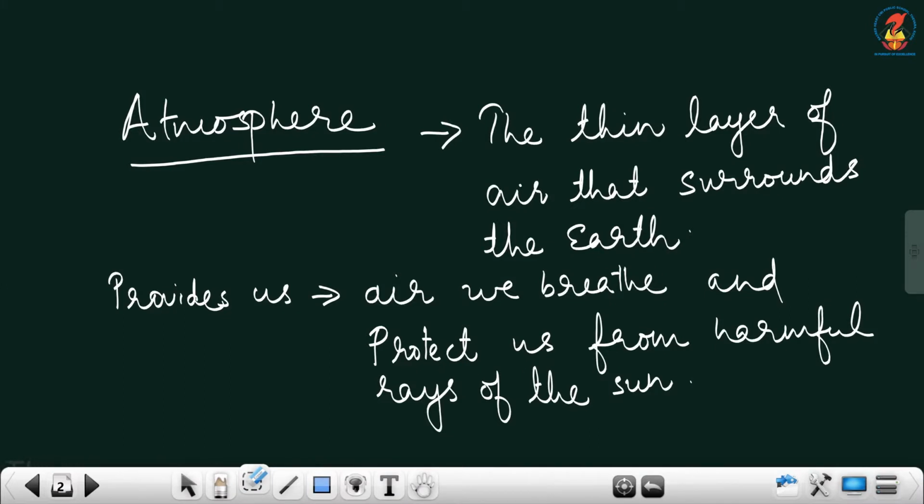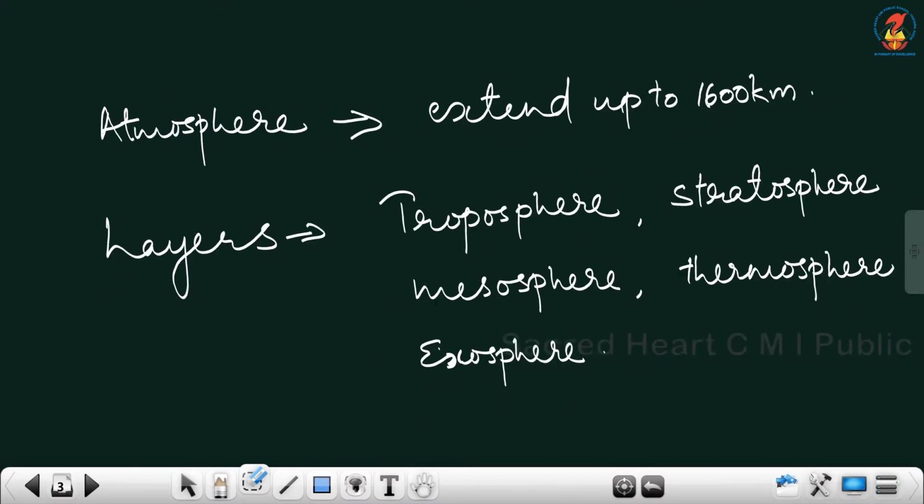It provides us the air we breathe, and it protects us from the harmful rays of the sun. Now, atmosphere extends up to 1600 kilometers in height. Atmosphere has five layers.